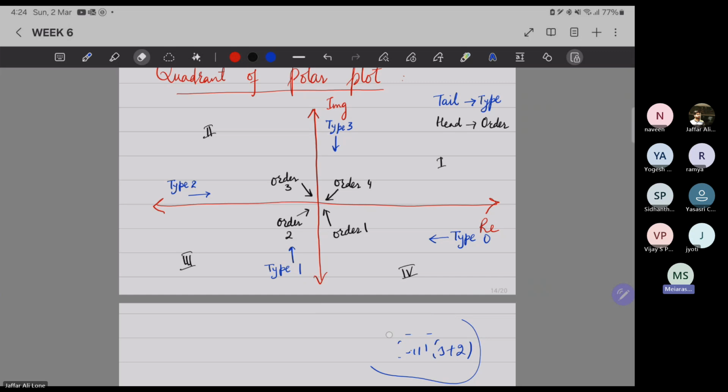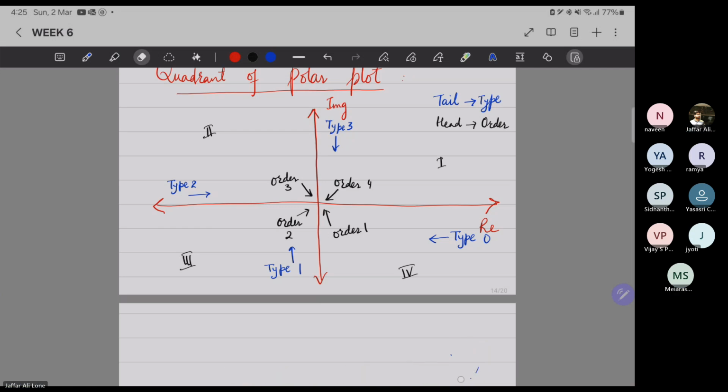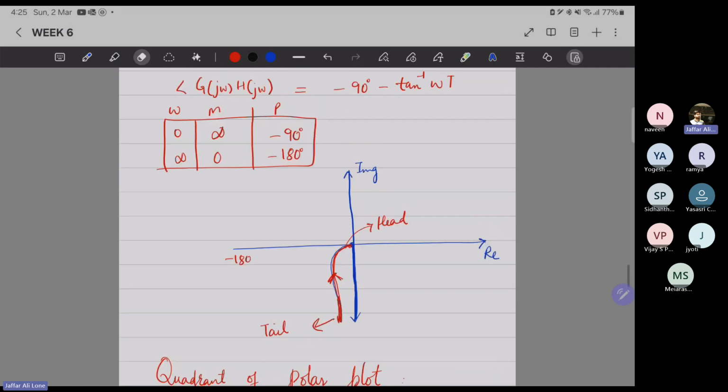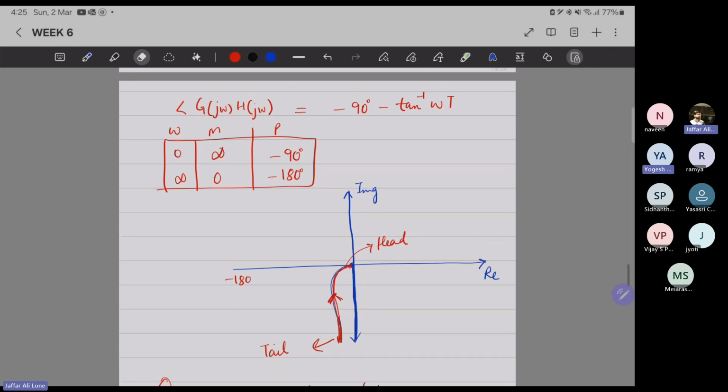Explain the graph, sir. Which graph? The second problem. Okay, the polar graph. Okay, fine, this graph. Yes, sir.